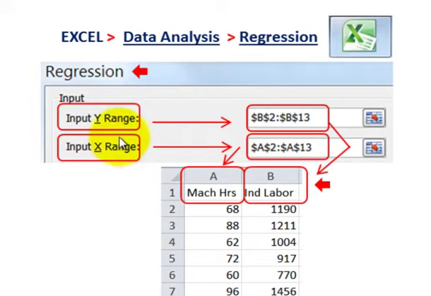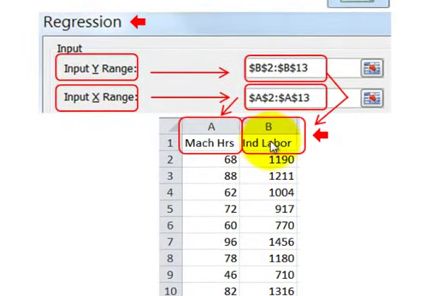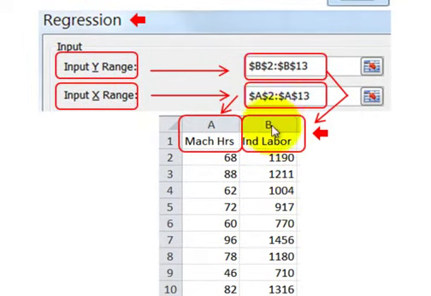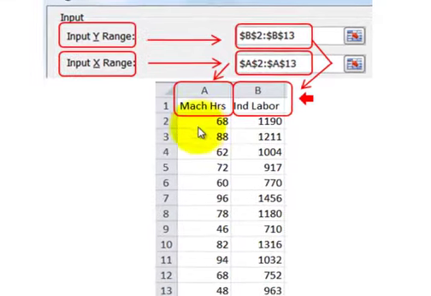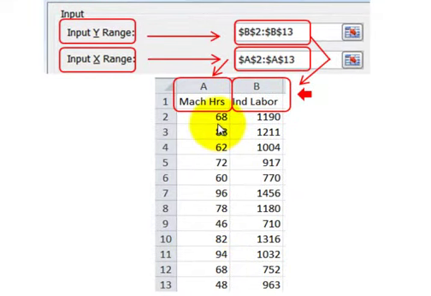So you really got two different inputs in this case. The input Y range here, and that would be our indirect labor here. I'm showing that here. That would be the B column here, B column 2 through 13 here. And then the input X range, that is our machine hours here, and that you'd put in column A here, row 2 through 13. We have those 12 different data points. You put that in, and then there's a few other selections you can make for other items that you want to be looking at here under regression analysis. Hit enter, and you're going to get what we're going to be looking at next.